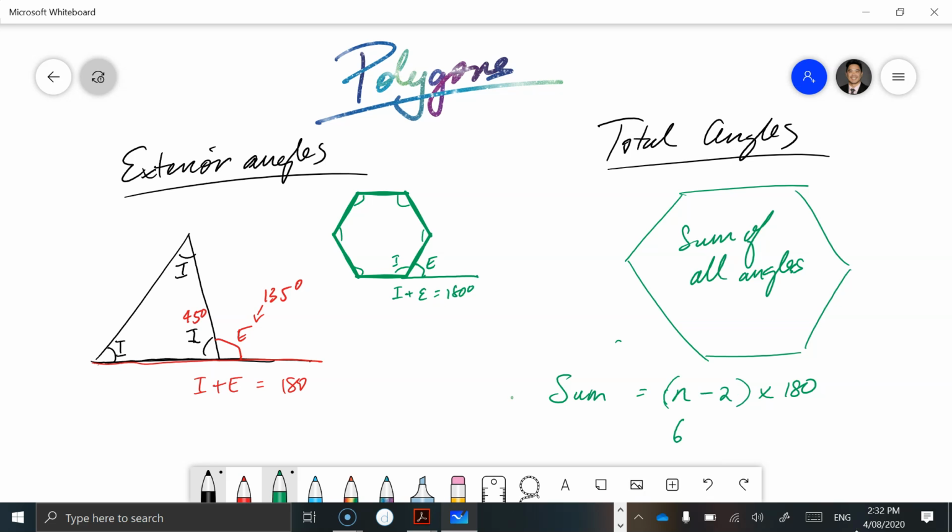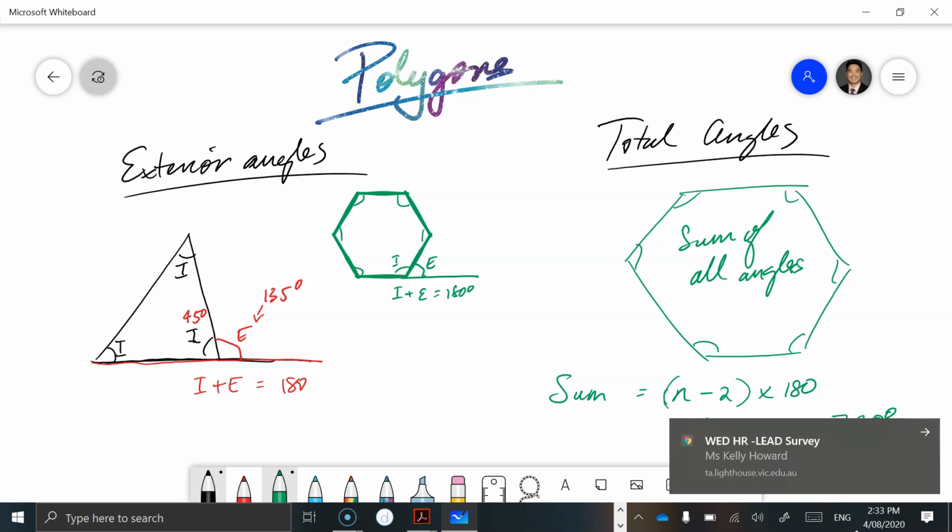If we have a six-sided figure here, we're going to substitute n for 6, because n is going to represent the number of sides that the shape has, and obviously 6 minus 2 is equal to 4. Multiply that by 180, and so if we add up all 6 interior angles in this shape, it should equal 720 degrees.